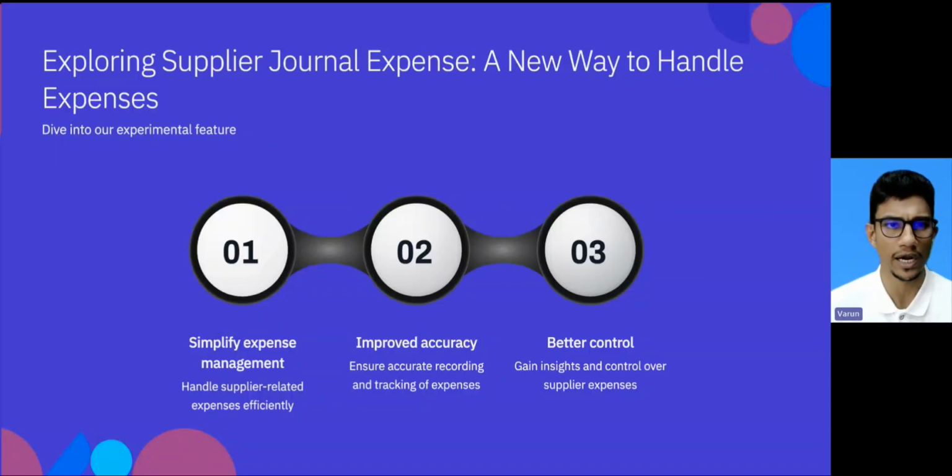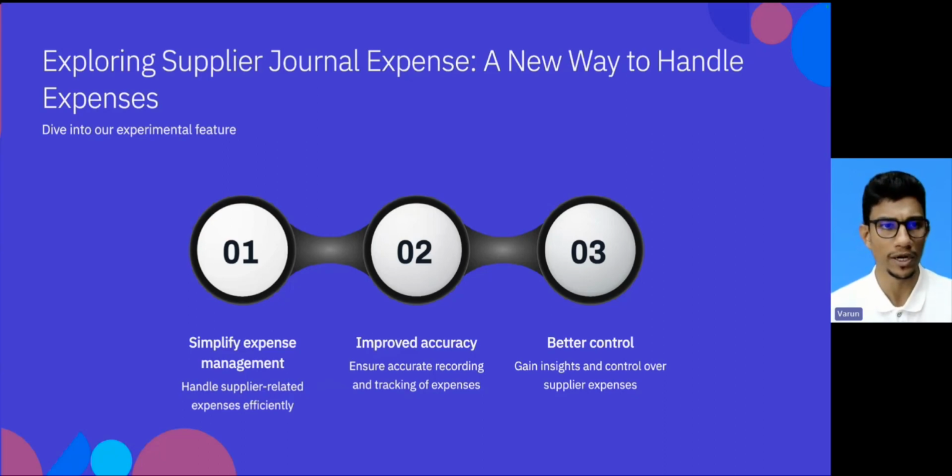Exploring supplier journal expense, a new way to handle expenses. This is an experimental feature that's very important. First of all, in order to experience this particular feature, you will have to reach out to your service partners and ask them to enable this for you. The partners will be able to do that.